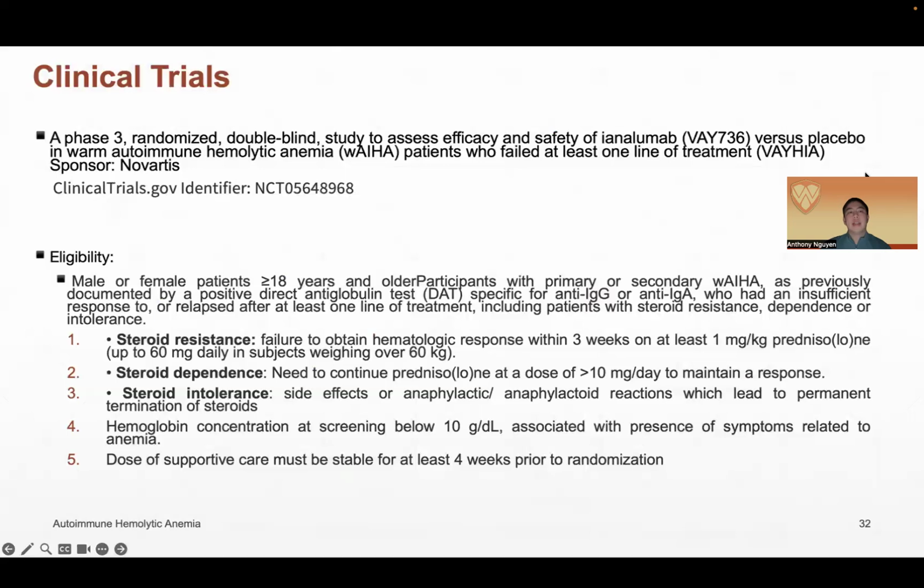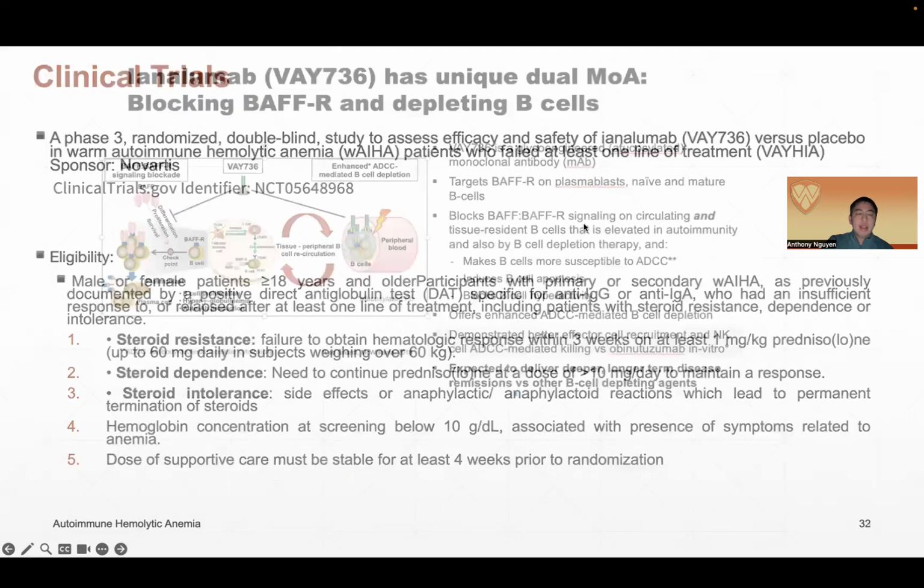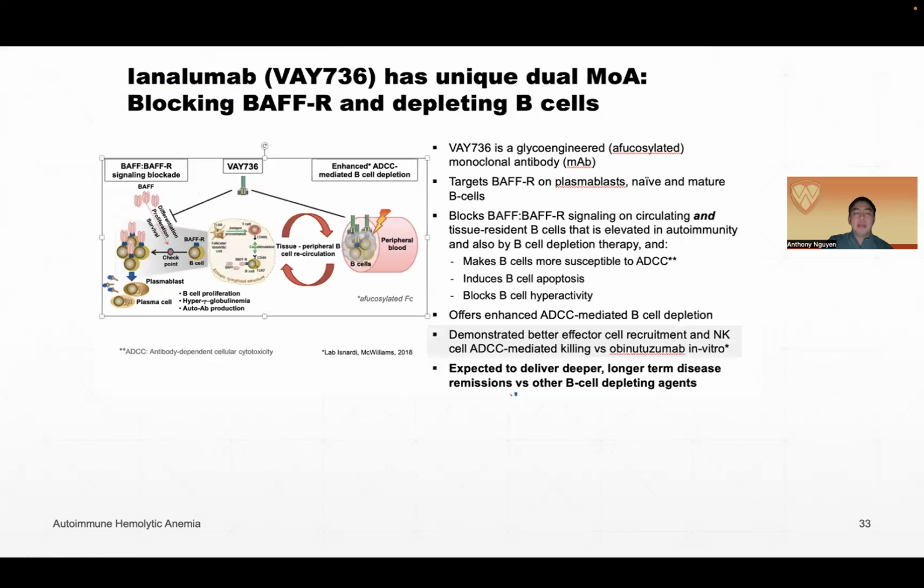And one other study is another phase 3 study of a drug called ianalumab in patients with warm autoimmune hemolytic anemia. And this study is looking for patients who failed at least one line of treatment for WAIHA. The ianalumab is similar but has a unique mechanism of action. It's similar to the last experimental drug, in that this drug blocks the BAFF receptors and also depletes B cells.